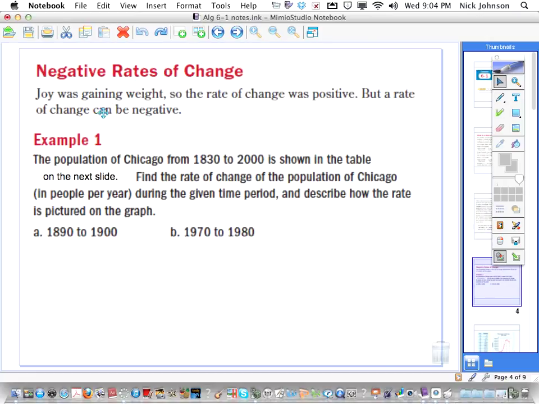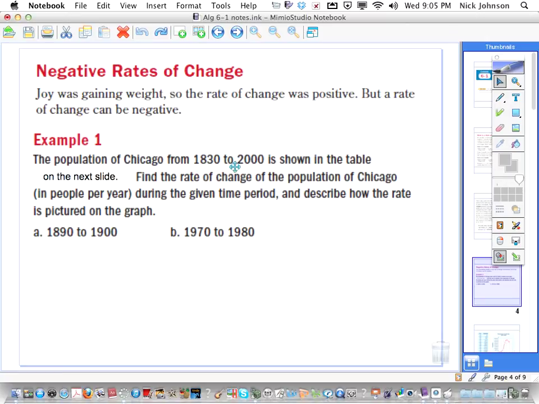Negative rates of change. Joy was gaining weight, so the rate of change was positive. But a rate of change can also be negative. We're going to look at population. We all know population can increase and it can decrease. If you follow the basic mathematical rules that we have shown you, you're going to be able to tell which is negative, which is positive.